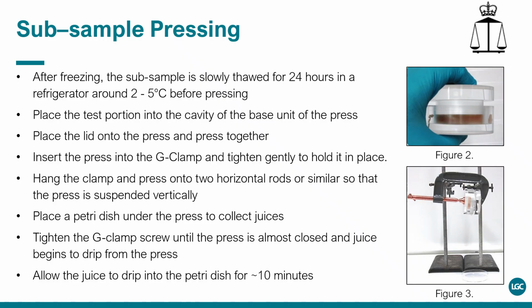Hang the clamp and press onto 2 horizontal rods or similar so that the press is suspended vertically and place a petri dish under the press. Tighten the G-clamp screw until the press is almost closed and the juice begins to drip from the press into the petri dish placed underneath.